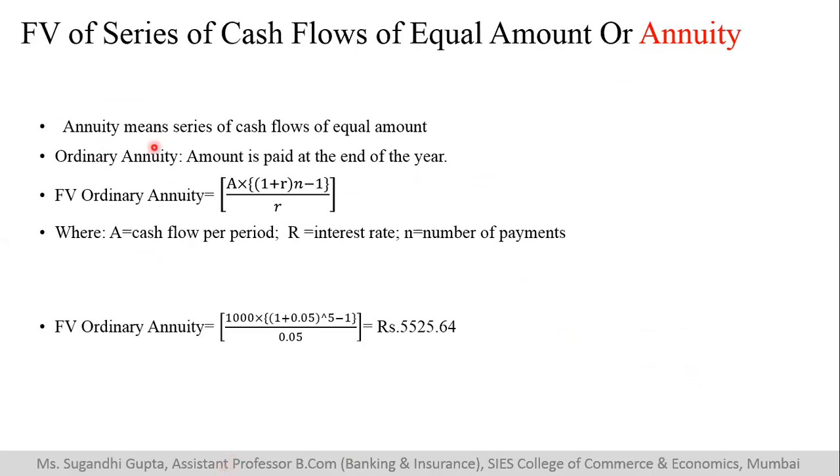So whenever the term annuity, only the term annuity, has been used, it is understood that it is an ordinary annuity. When I say ordinary annuity, it also implies that the amount has been paid at the end of the year. So in a question, if they say calculate annuity, it is understood that they are asking for ordinary annuity.